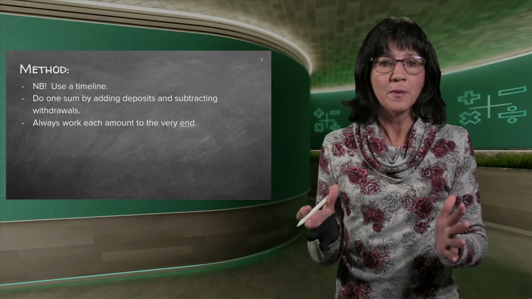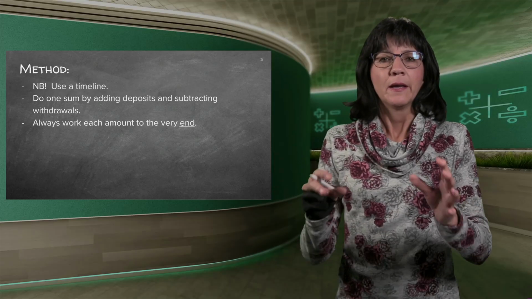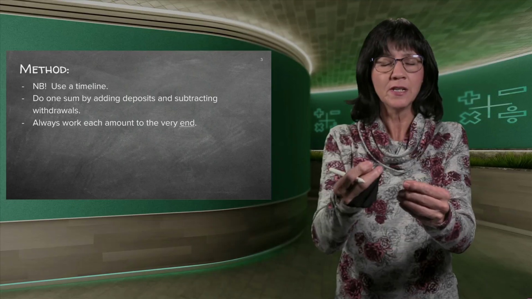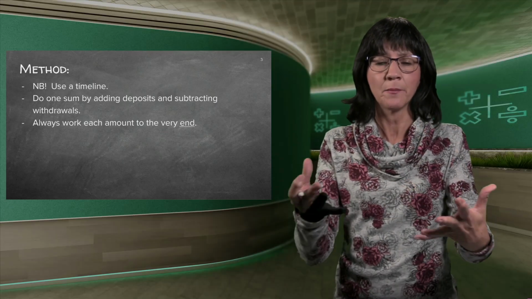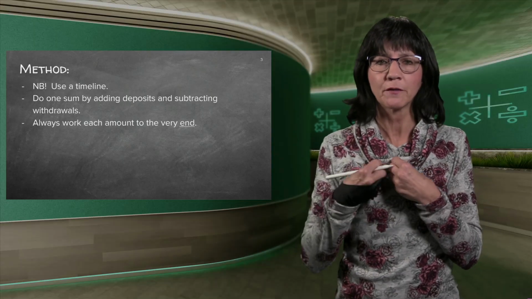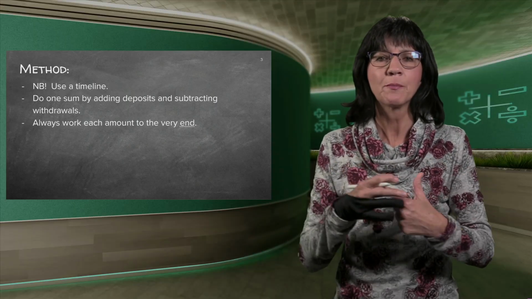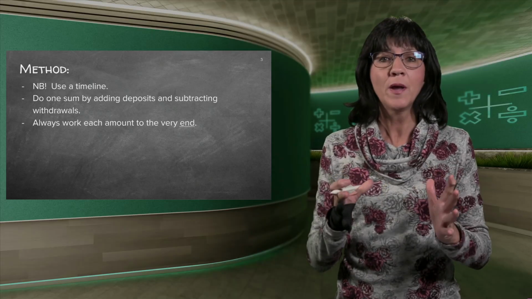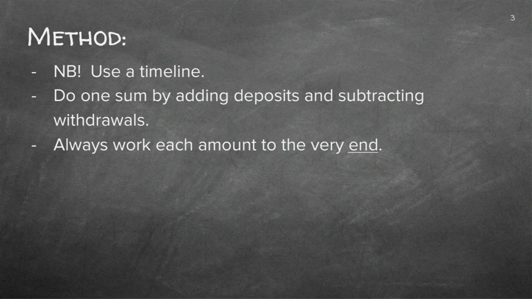So here's your method. Very important to draw a timeline. If they ask you to deposit, then you're adding, because it's stuff that you want in the end. So you're adding the amounts. If you are withdrawing, automatically you subtract from what you've added. So from your investment, if you withdraw somewhere, you subtract that amount. And you always work each amount to the very end of the timeline. That is the most important part.